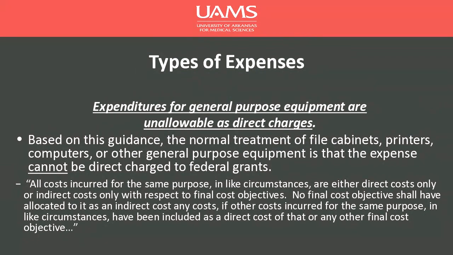All costs incurred for the same purpose in like circumstances are either direct costs only or indirect costs. What that means is, as an institution, we look at what are normal allocable expenses to grants and budgets. Normally all those things are either like costs, and those are allowable to be on your grant, or they're not allowable. They're things that should be funded by the institution or F&A. Those are the two categories, and that's kind of how we look at it as an institution.